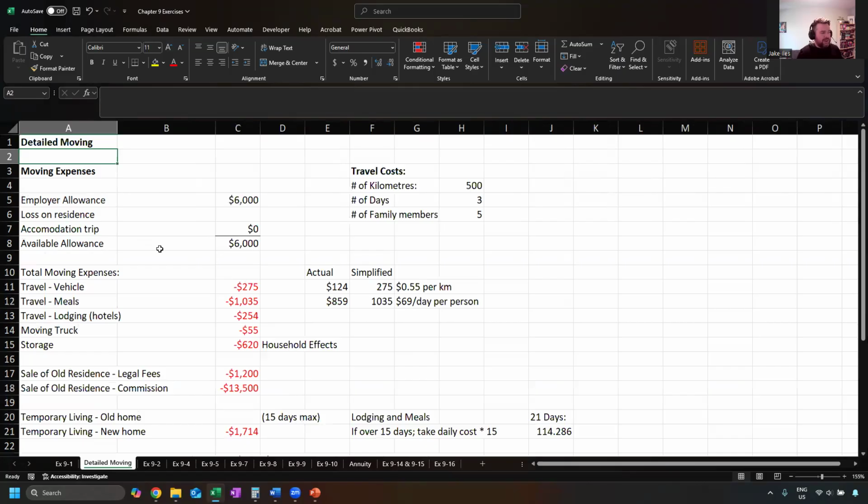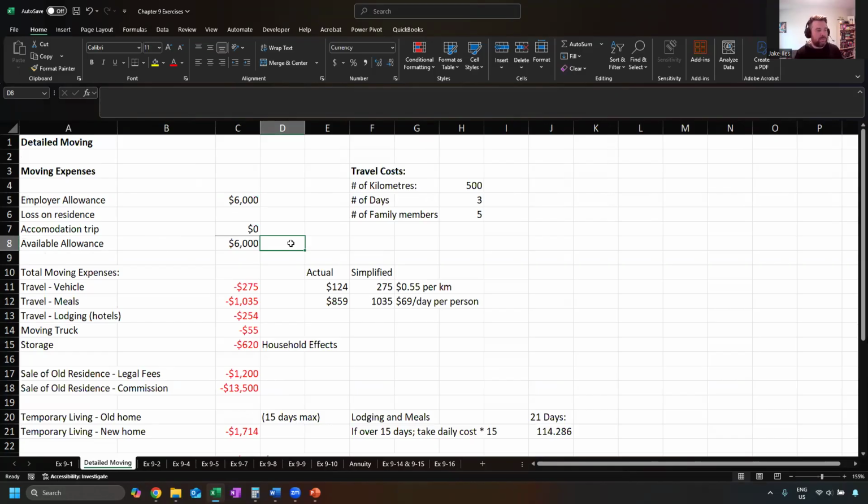This is a slightly more detailed version, and I want to run through it with you because I want you to see everything on the list. So we still have our employer allowance of $6,000. Now, we're not given too many details about the number of kilometers.